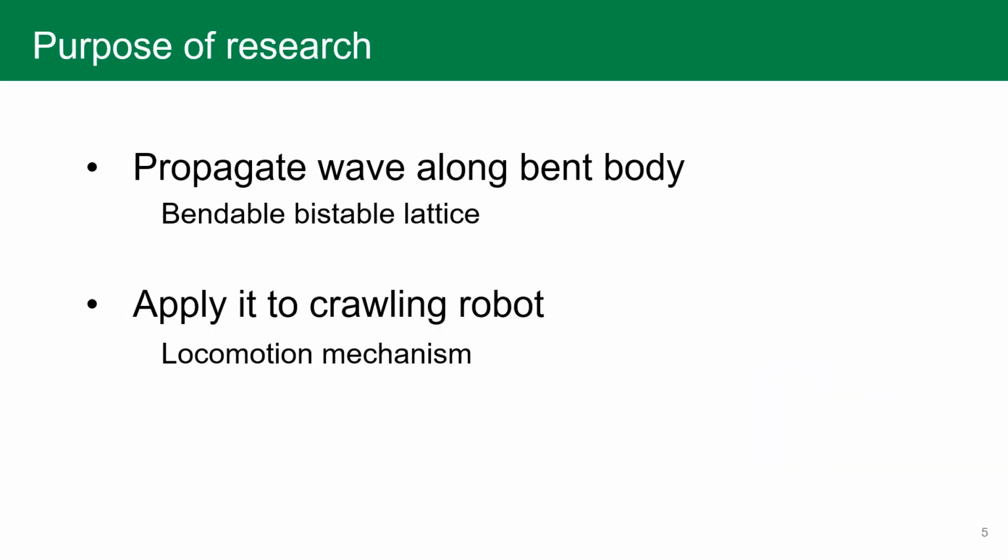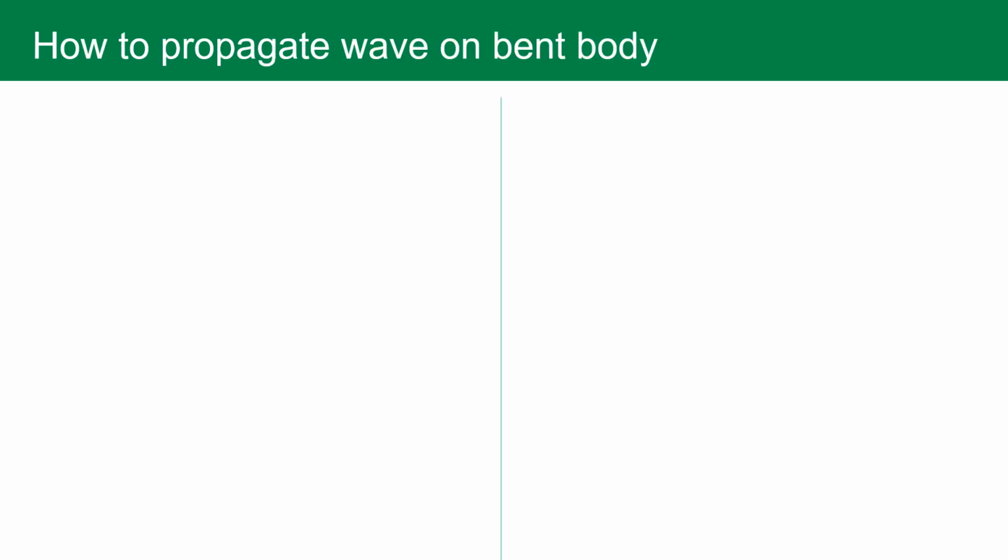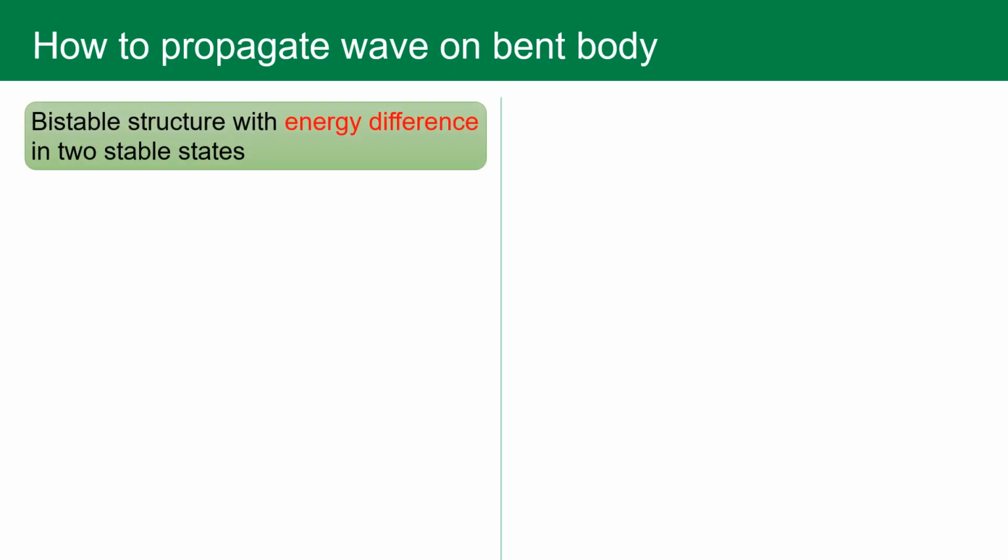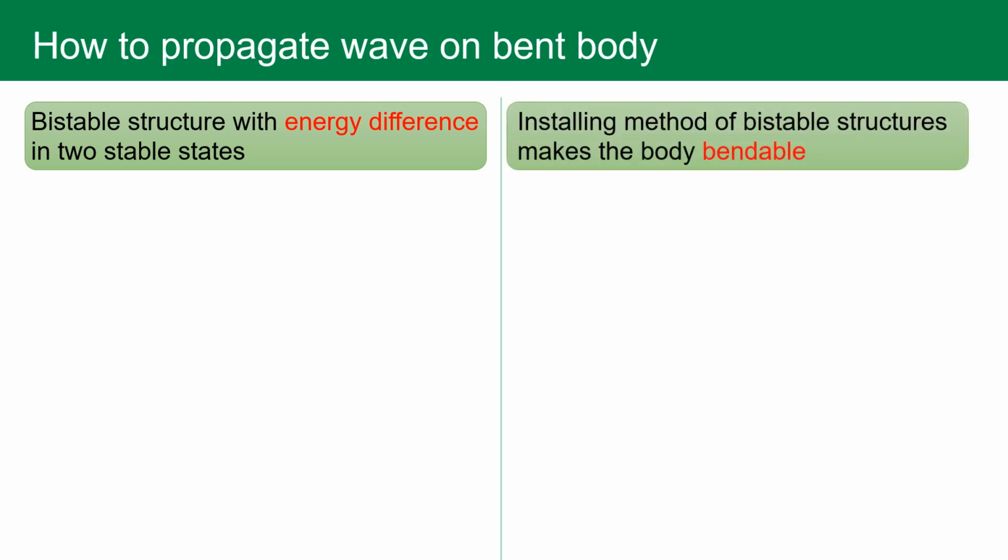In this research, we develop a mechanism that can propagate waves even when the body is bent, and we apply the propagation to develop a robot that can perform crawling locomotion along a curved branch. Here, I will emphasize two unique points of this study. Point 1 is bistable structure with energy difference in two stable states we use in the robot. Point 2 is installing method of bistable structures makes the body bendable.